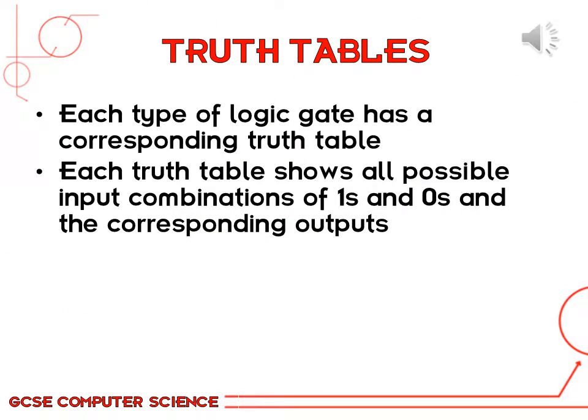Okay, so this is the part where it should really start coming together and start making a little bit of sense to you. In the exam you might be asked to draw what we call a truth table, which basically shows all the different potential inputs into a logic gate and what the outcome will be when it goes through the gate. So each truth table shows all possible input combinations of 1s and 0s and then what the corresponding output is.